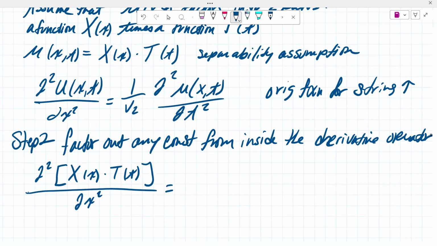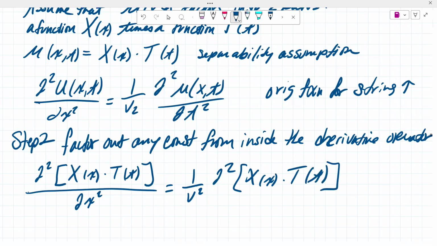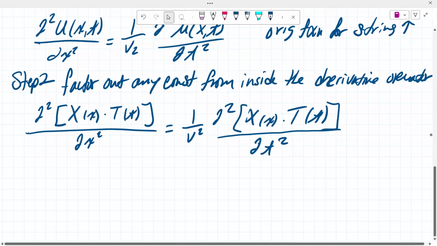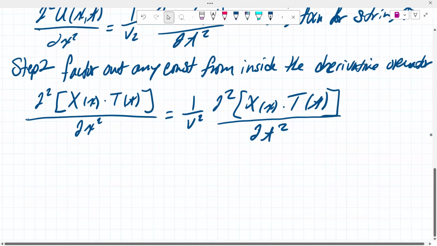Equals 1 over v squared. So I'm just copying down, and now I'm going to substitute in d squared, and let's put in X of x times T of t. All right, there we go. Again, a nice big square brackets so I can easily see where I substituted something in, over dt squared. All right, good. Now, there are some important things we should notice.